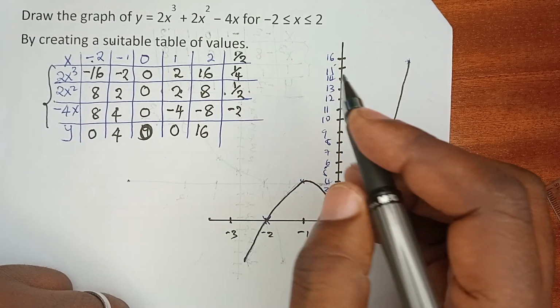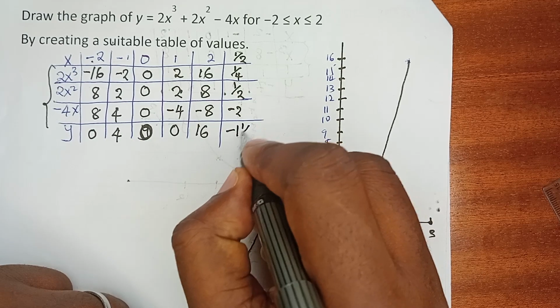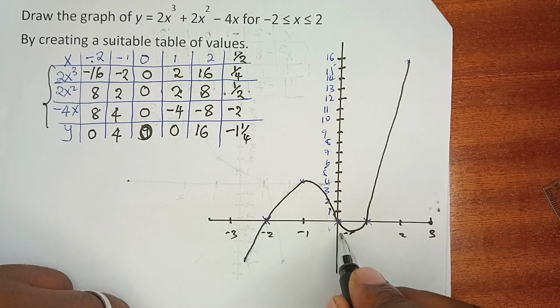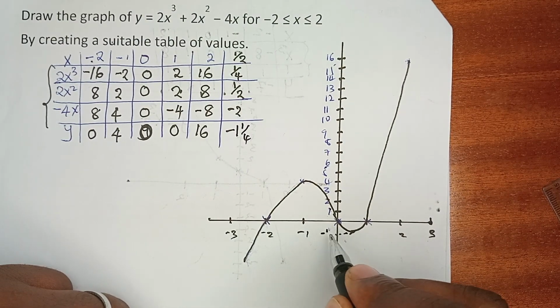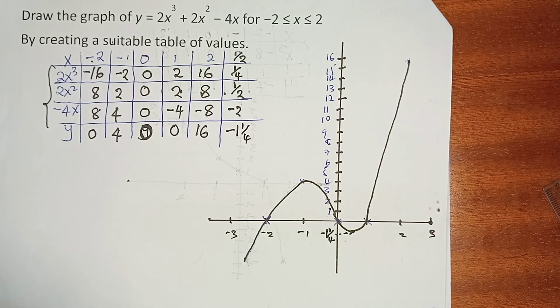which is 0.75 minus 2, or 3 quarters minus 2, you get negative 1 and a quarter. So this particular point here is negative 1 and a quarter. That is the value of y at the very turning point. So that is it. Please follow and let us see.